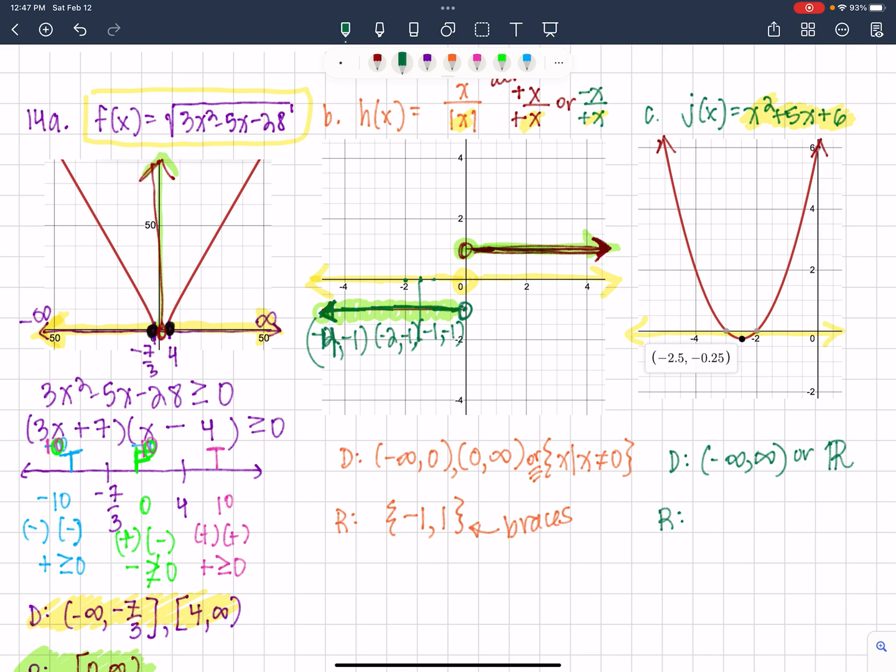The range, we have to really look at the range now. The range has a minimum value, so it's got a low value. Whatever that y value is right there, that's its low value. And then all of the outputs are above that low value. So this is opening up, so all of my y values are going to continue to get larger and larger the further away from the vertex that I get. So here's my vertex right here. Now the y value of that vertex is negative 0.25, which is negative 1/4.